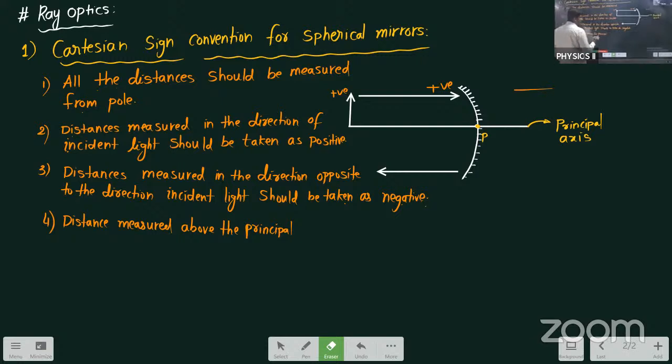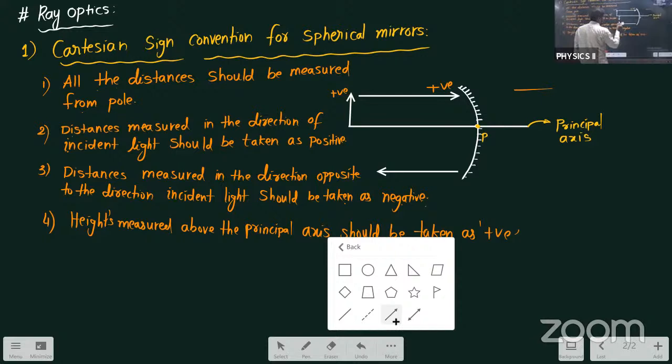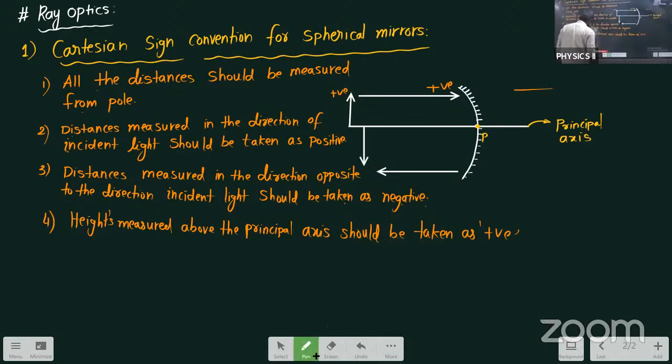Distances measured above the principal axis should be taken as positive. Instead of distance, I will write height, it will be better. Heights measured above the principal axis should be taken as positive. And what is the next point you can tell? Heights measured below the principal axis.